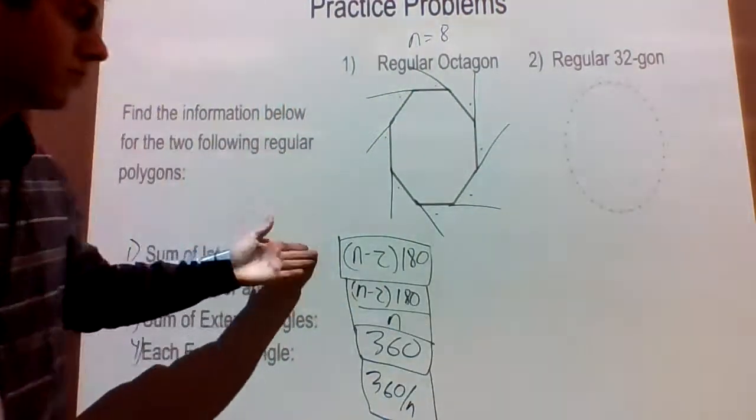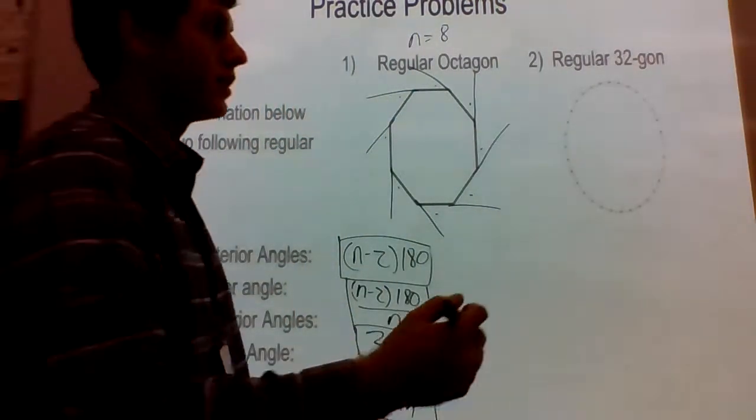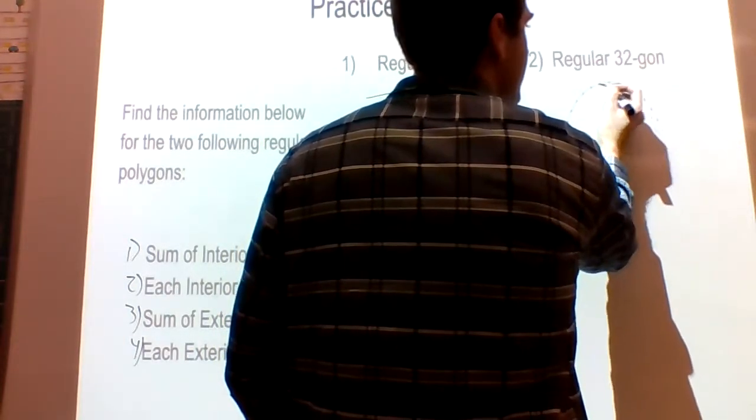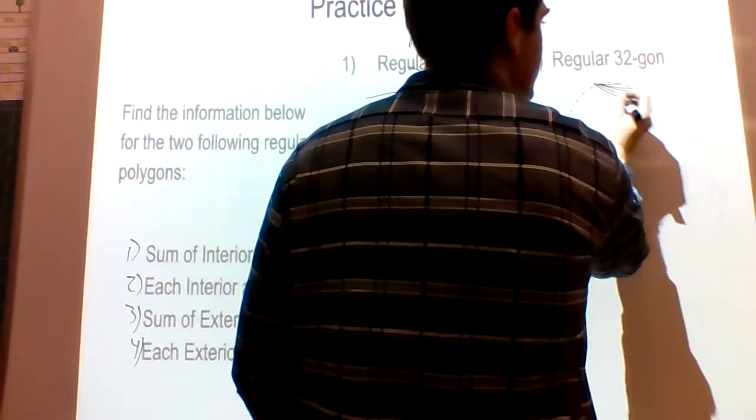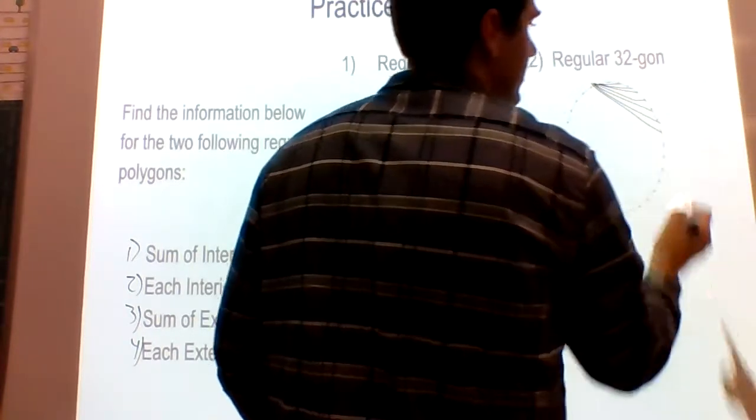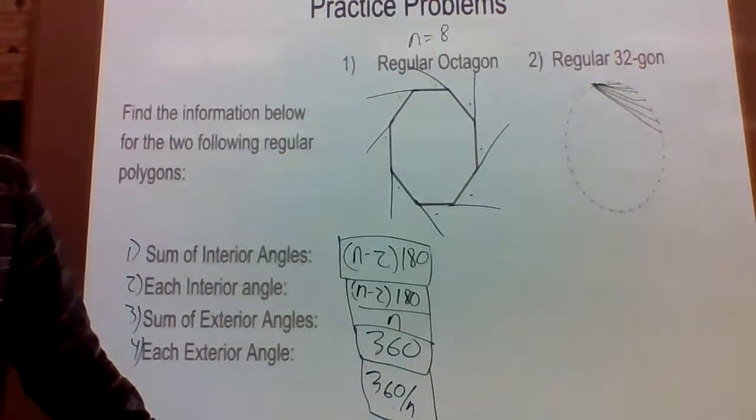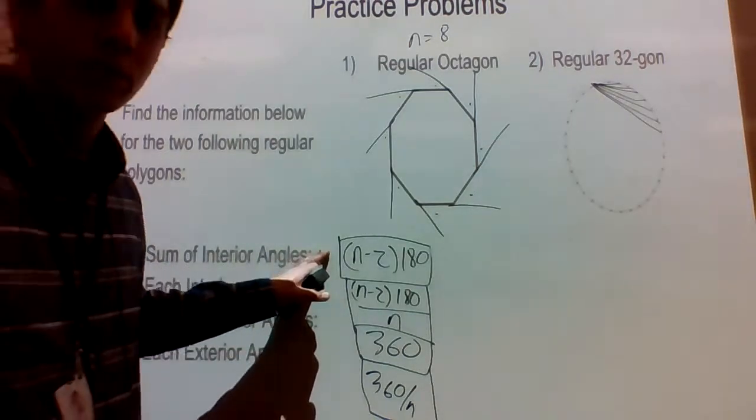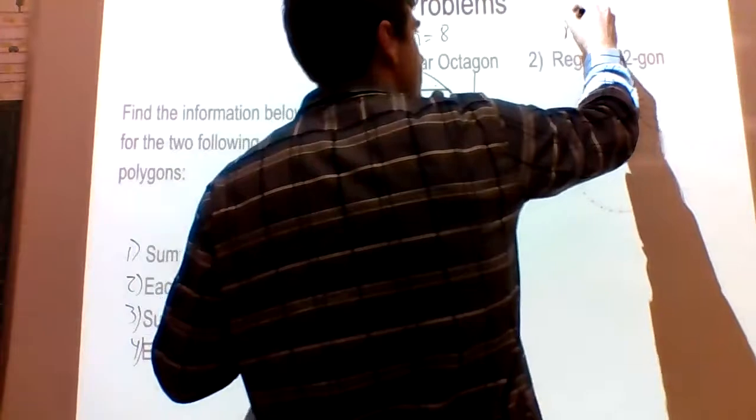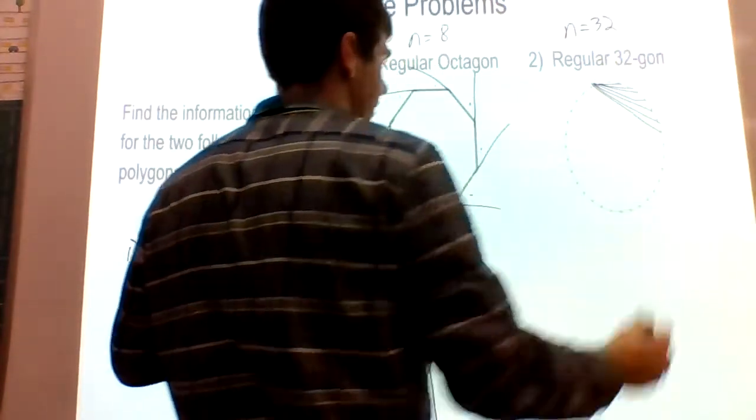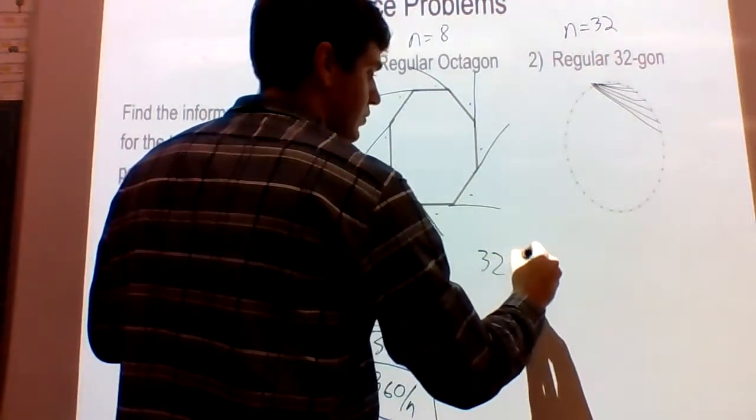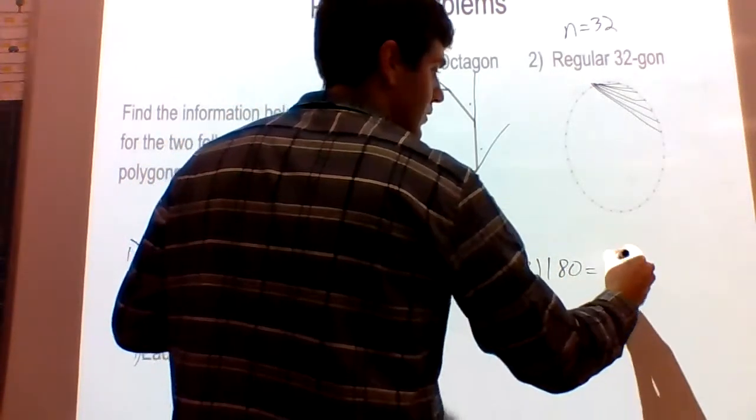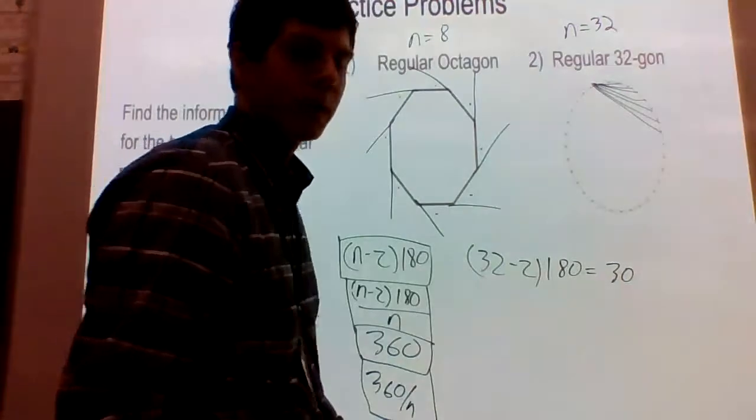Okay. So we can tediously make 30 different triangles here. That'd be pretty tedious. Go around the whole thing. So we just use our formula. N is 32. Number of sides, 32 sides, 32 angles. So 32 minus 2 times 180. 32 minus 2 is going to give us 30, which is the number of triangles we can make.